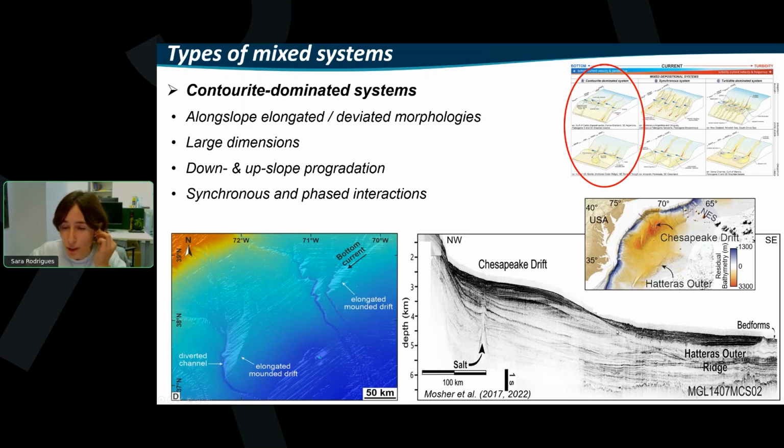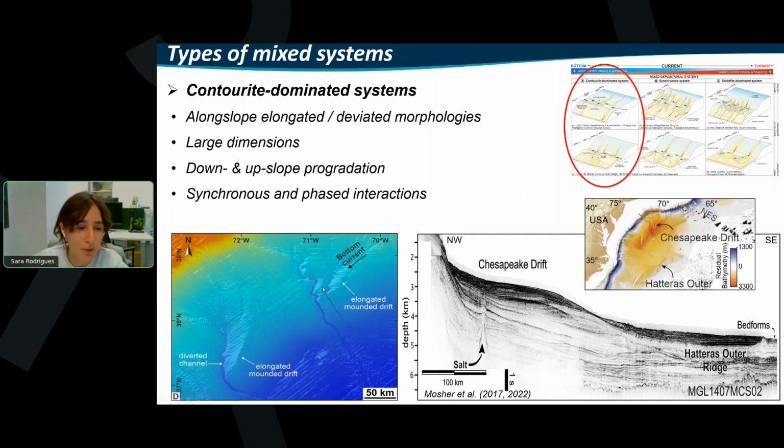In addition, if you look at them in the seismic line, you can tell right away that the geometry of the mounded drift is quite similar to what you see in contourite systems. So they are vertically aggrading stacks. They might prograde a little bit at slope, but they do not shift laterally or down slope like you see in other cases. And this is particular for contourite dominated systems.